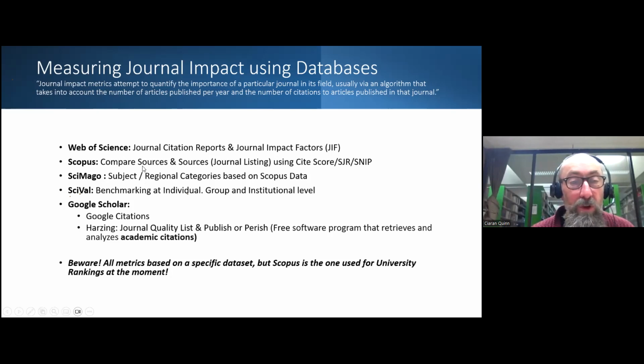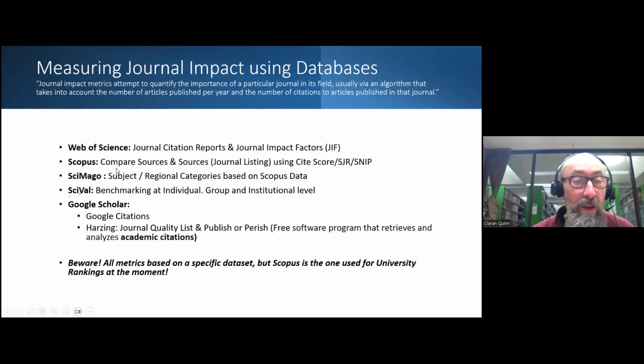Scopus have a tool called Compare Sources, which compares one journal with another, and then a sources journal listing, which you can filter by subject areas. And we'll use a few different measures. For example, the CiteScore, which is just a number of citations. The SJR, the Scimago Journal Rank, includes the prestige of a journal. And then Source Normalized Impact per Paper includes kind of what you might expect in that subject area, which is probably the fairest one. It's a more balanced view of it. But a few different scores there.